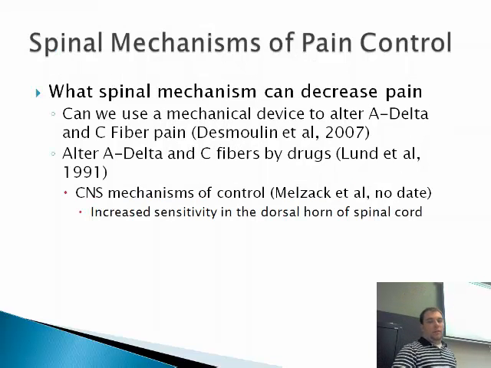So, spinal mechanisms of pain control. What spinal mechanisms can decrease pain? We can use a mechanical device to alter A delta and C fiber pain. Desmoulin et al. 2007: these guys designed their own, it looked like a torture device. It's called the KKT machine. I liken it to a joint mobilization type machine. I believe these guys were chiropractors or osteopathic physicians.